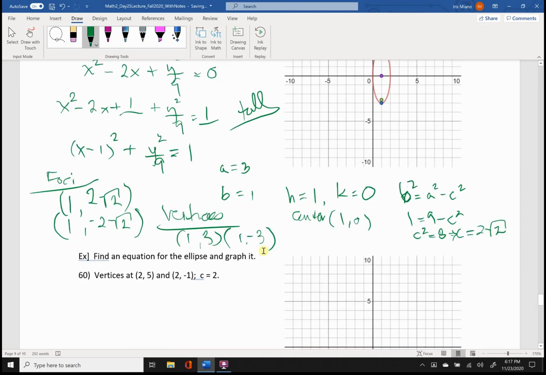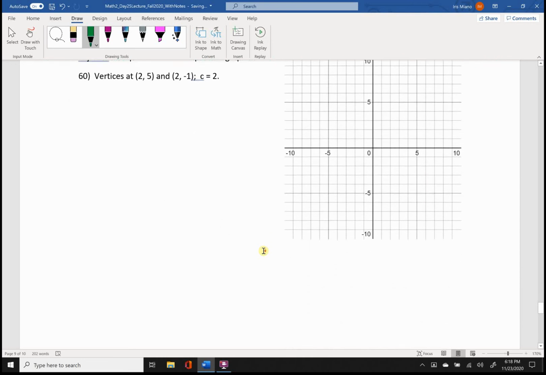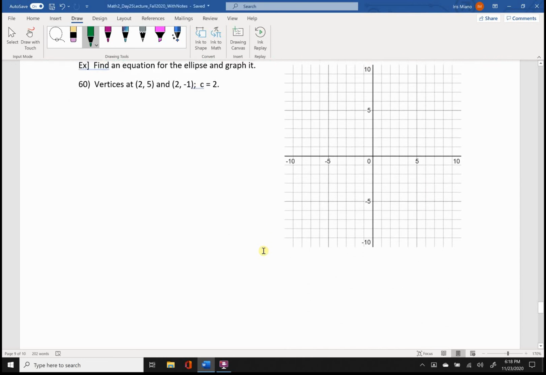Okay, let's do 2 more. Okay, here's number 60, where we have vertices and a c value. And how do we take all that information in? Well, we've got to find the equation of the ellipse and then graph it. So we know that since the vertices have the same x values, we're going to be parallel to the y-axis. So we're going to be tall, okay? Tall. So that tells me quite a bit right there.